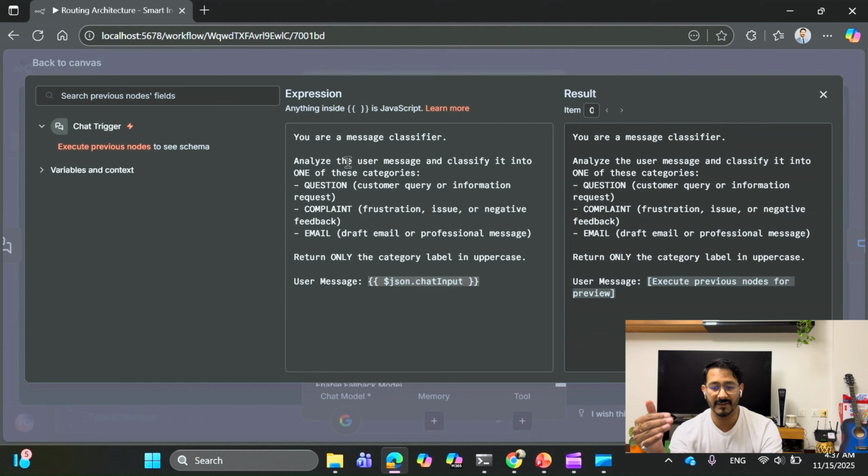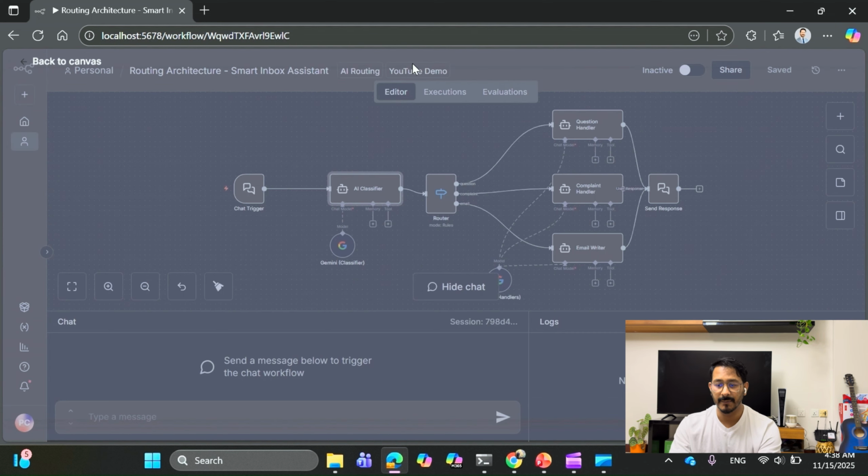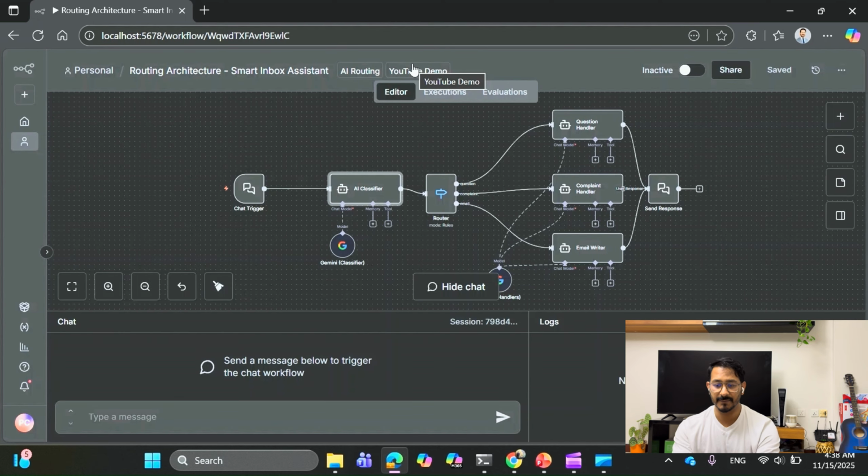One understands customer queries and questions, so the intent is question. Then another intent is complaint, covering frustration, issues, or negative feedback. And then the third specialist is an email writer, who drafts emails and professional messages. So write only the category label in uppercase. I'm asking that of the router. Now the router understands the intent and routes it to the specific specialist.